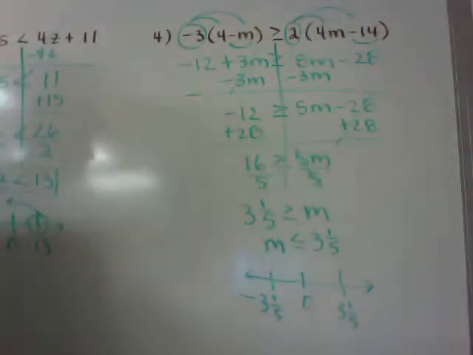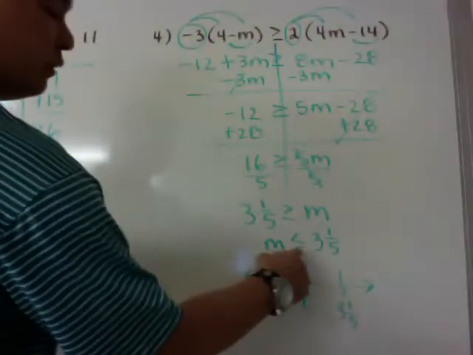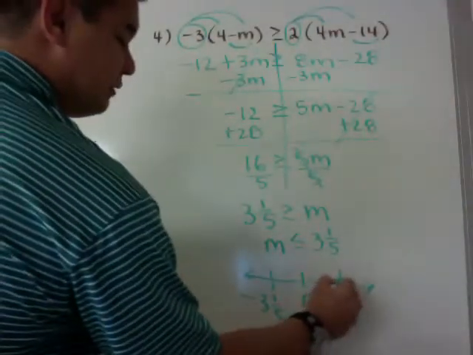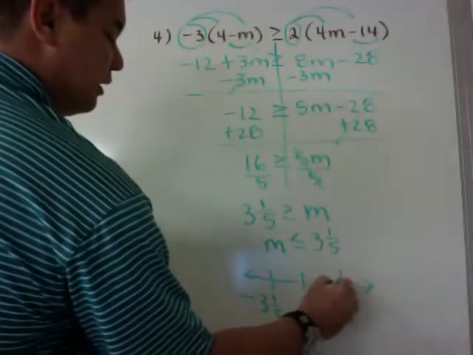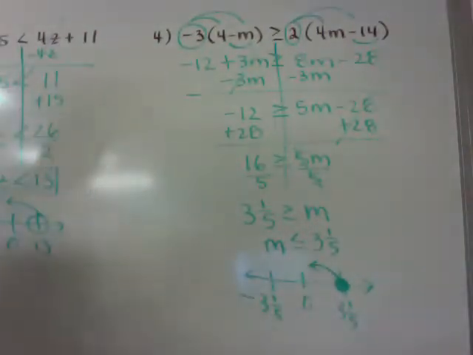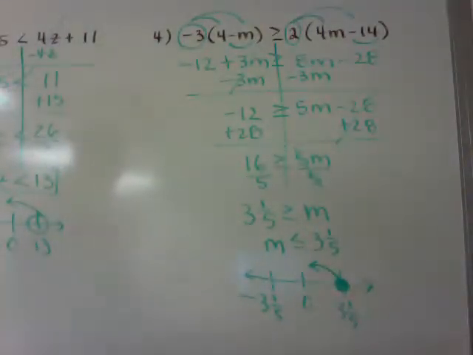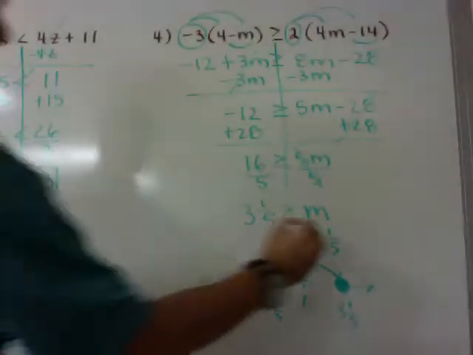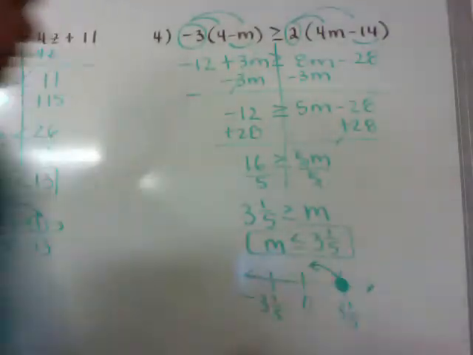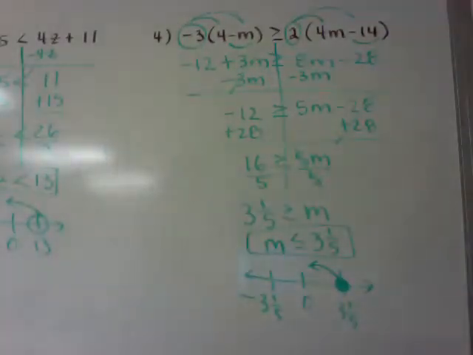Okay, so you can see how easy that is. Closed circle because it's or equal to on positive 3 1/5. Nice big closed circle going to the left because it's less than. Okay. And I'll circle this or square it for you guys. Rectangle it. Okay, that's how you do those.